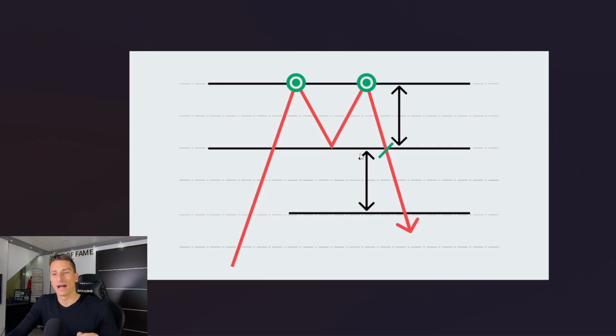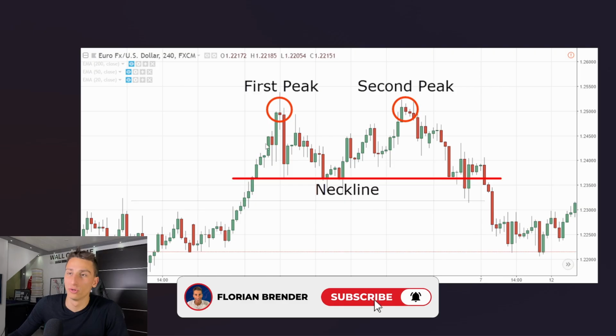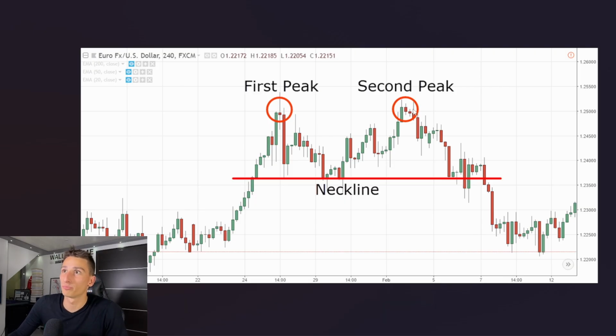Because a double top at a key resistance level, a round number or a supply zone, is much more powerful than just a random double top. So let's take a look at some examples and how to trade it. First example right there, I'm just unzooming. You have your first peak, your pullback, second peak at the same level, and then we are going down again, testing and breaking down this neckline, and your setup is confirmed.